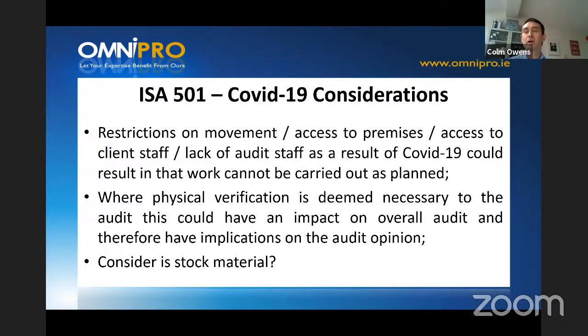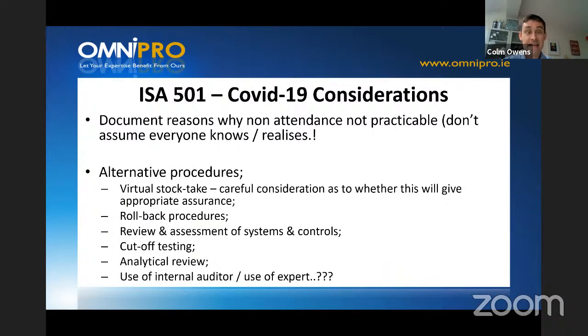I was kind of amazed at the panic auditors had about stock when COVID-19 kicked in. Stock suddenly became such a massive issue. And 501 was always there, and 501 always gave assistance to auditors in terms of how to address stock takes where it was impractical. I know the Institute in Scotland and Wales have done a very good paper on the issue over stock takes, and what they're coming down to basically is this thing here, alternative procedures.